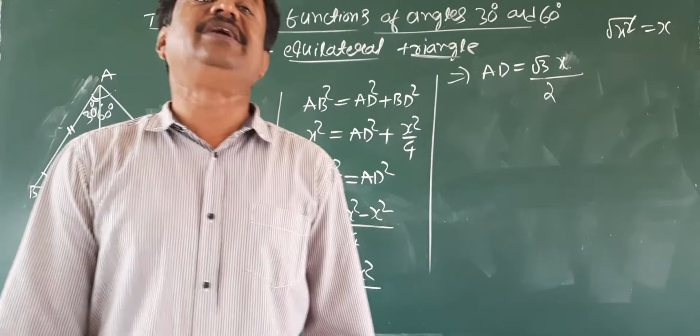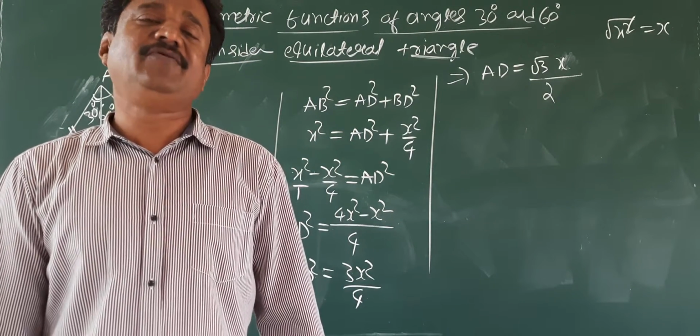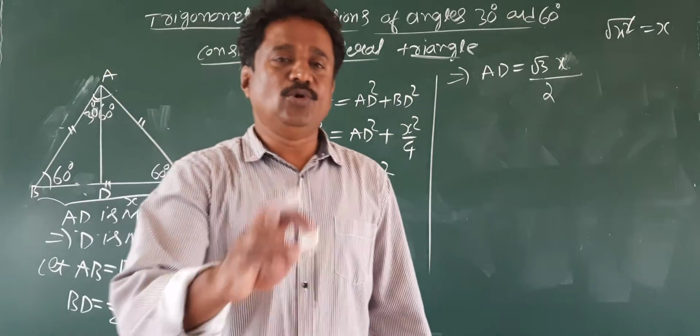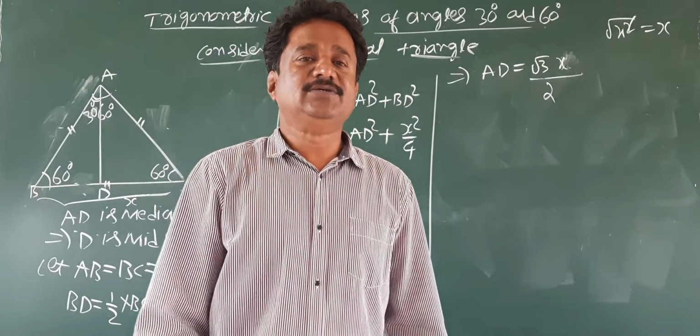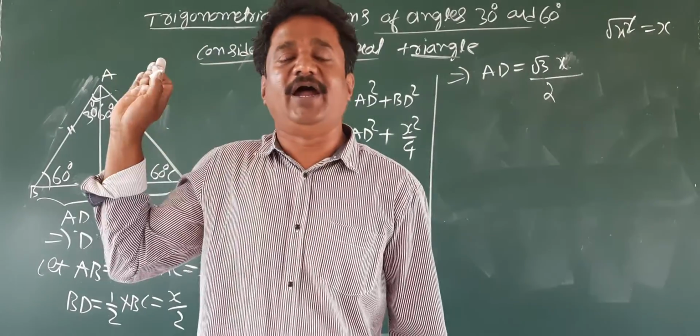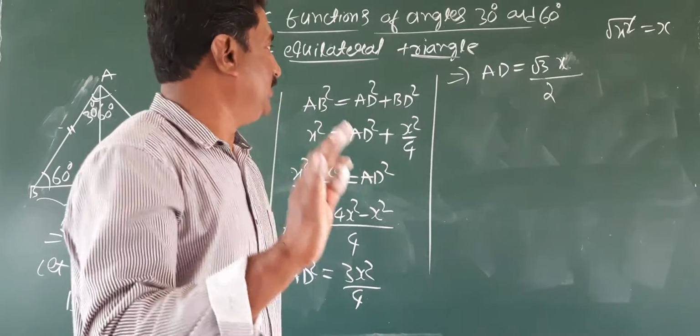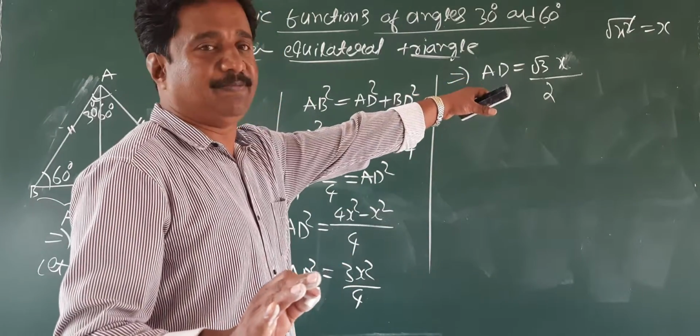Or you can use directly: what is the height of the equilateral triangle? Root 3 by 2 x. Area of the equilateral triangle? Root 3 by 4 x square. You can find height using area of the equilateral triangle also. So AD is root 3x by 2.